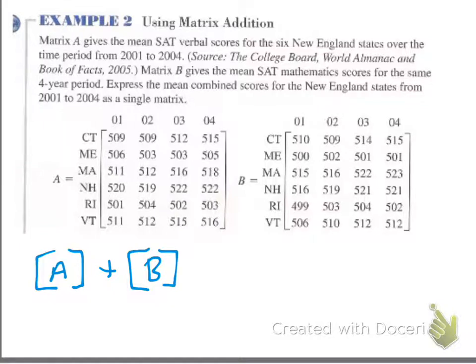So we have a problem here where matrix A gives the mean SAT verbal scores for the 6 New England states over the time period from 2001 to 2004. Matrix B gives the mean SAT math scores for the same 4-year period. They want to express the mean combined scores for the New England states as a single matrix. So here's what you do. There's a process here. You have to enter the matrix.